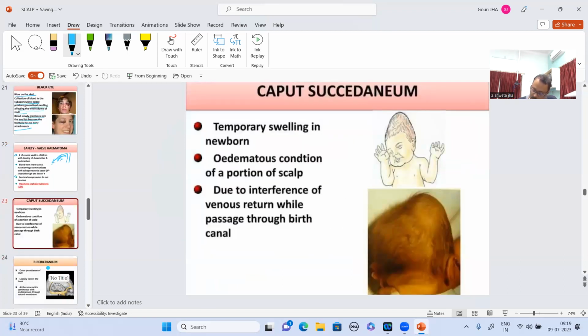Now we have the caput succedaneum. That is a temporary swelling in the newborn. It is an edematous swelling of the scalp due to interference with venous drainage while passing through the birth canal. So there will be a caput succedaneum over here.